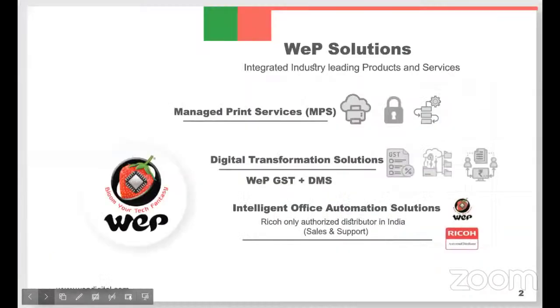Saurabh, you can move to the next slide. What you're seeing here is the different solution offerings that we have. First off, managed print services. Secondly, we have digital transformation solutions, which covers two solution offerings, mainly GST and DMS, which I'll talk to you about in a little bit. And thirdly, we have intelligent office automation solutions. Aside from this, we also cater to the retail side of things. We also have a retail billing solution, which I'll not talk about much. So let's move on to the next slide.